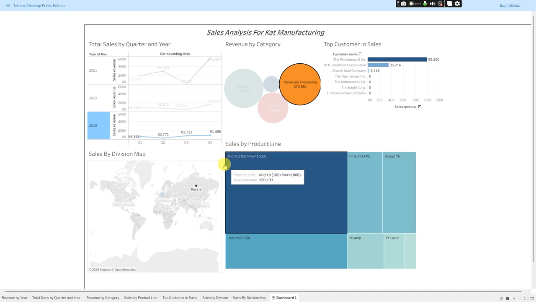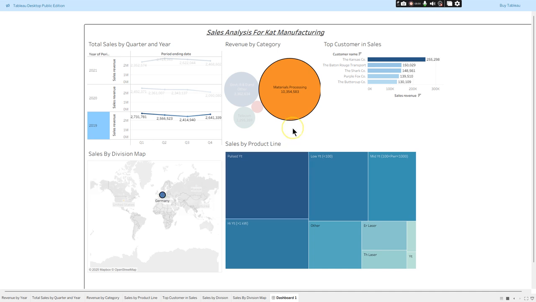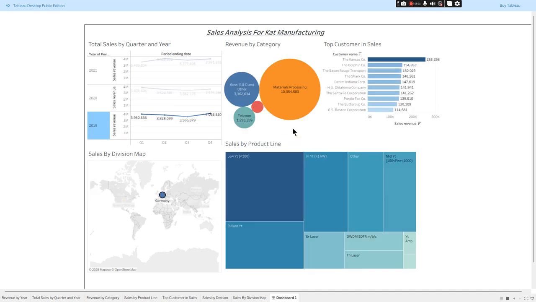Then going to the next question: what is the top product line for the Germany division in 2019? If we stay here in 2019 and then filter to Germany, click on this. In 2019 in Germany, you can see that the top product line for the Germany division would be the low YT, right here with a sales revenue of 3,770,000.